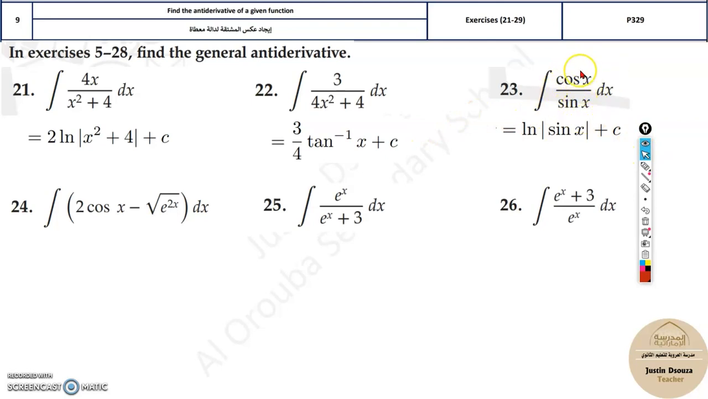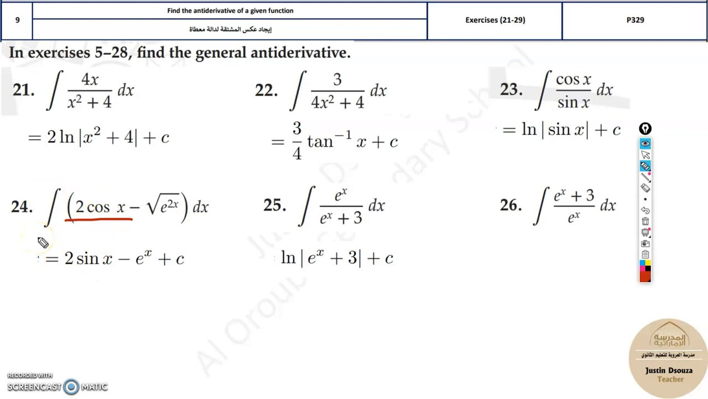Derivative of sine is positive cos. So ln denominator is sine x, so that's it. Over here, this is just simple. You need to solve it using power rule. Now, over here, square root, take it as power half and solve it. This is 2 cos x, right? This will become 2 sin x. Very straightforward.